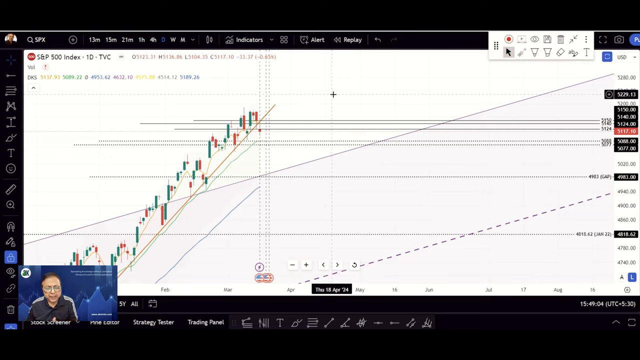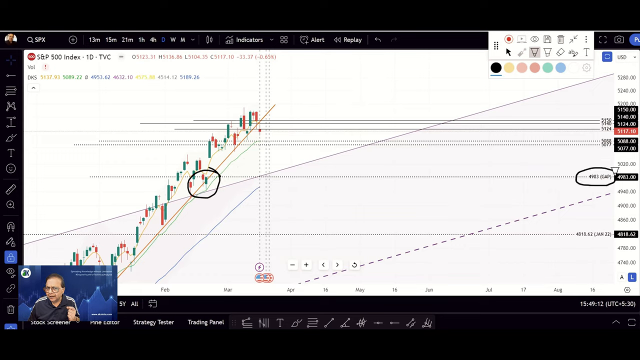And if a deeper correction or a healthy correction takes place, my worry is the existence of a gap at 4,983. This is the gap which the S&P 500 created on 22nd February. And if this gap gets filled, then probably the price may fall to the level of 4,900 to 4,983 with a confluence of EMA 55.